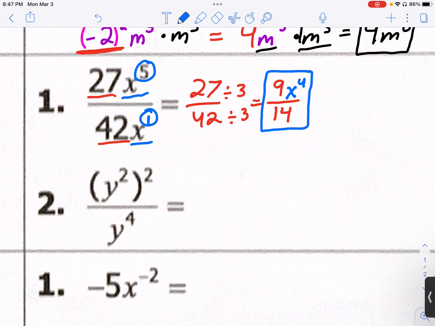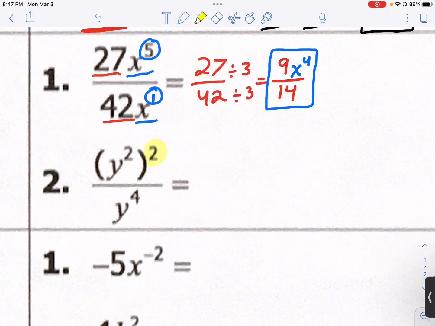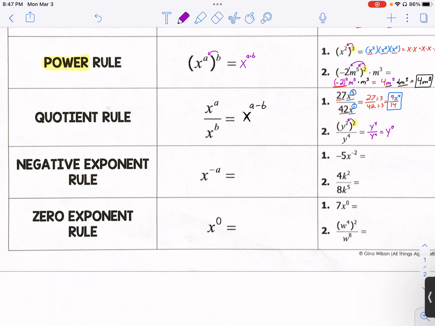So again, simplify and divide the coefficients. That's 27 divided by 42 reduces down to be 9/14, and then 5 minus 1 for the variable, and you get 4. All right, on the bottom, on this one, first thing I see is I want to take care of that. So remember, we are going to multiply this, and then we should get y to the 4th over y to the 4th. After that, 4 minus 4, that's going to give me y to the 0, and that is going to lead us to that next rule.